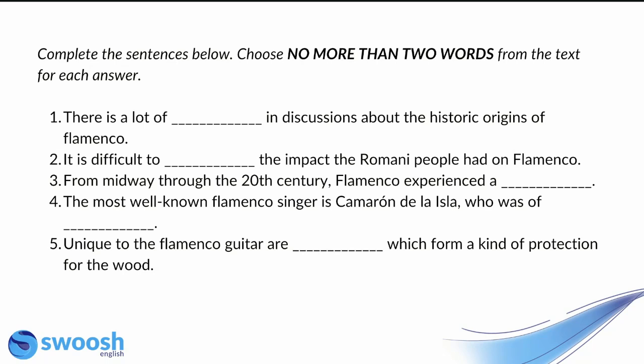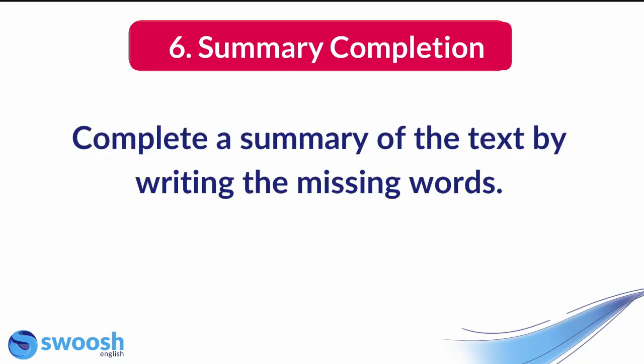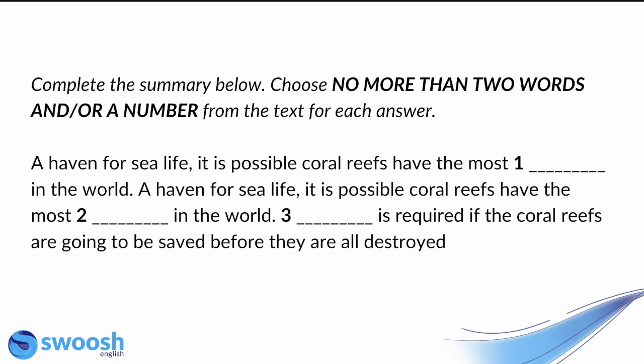Now, similarly to sentence completion questions, you also have summary completion. It is quite similar. The only difference is that this time you're completing an entire summary of the text by writing the missing words. Once again, the instructions will tell you how many words you can write. You're taking them from the text and you're putting them into this summary here.